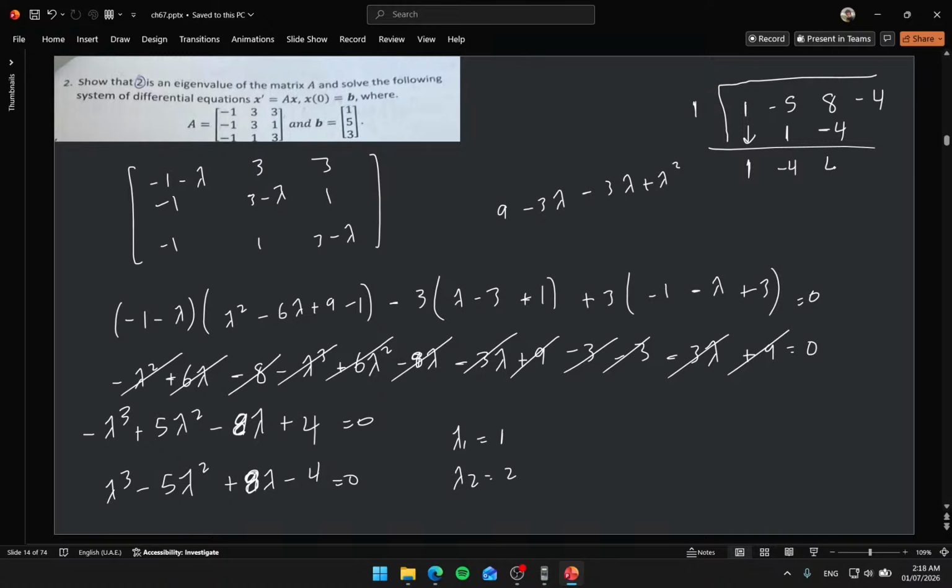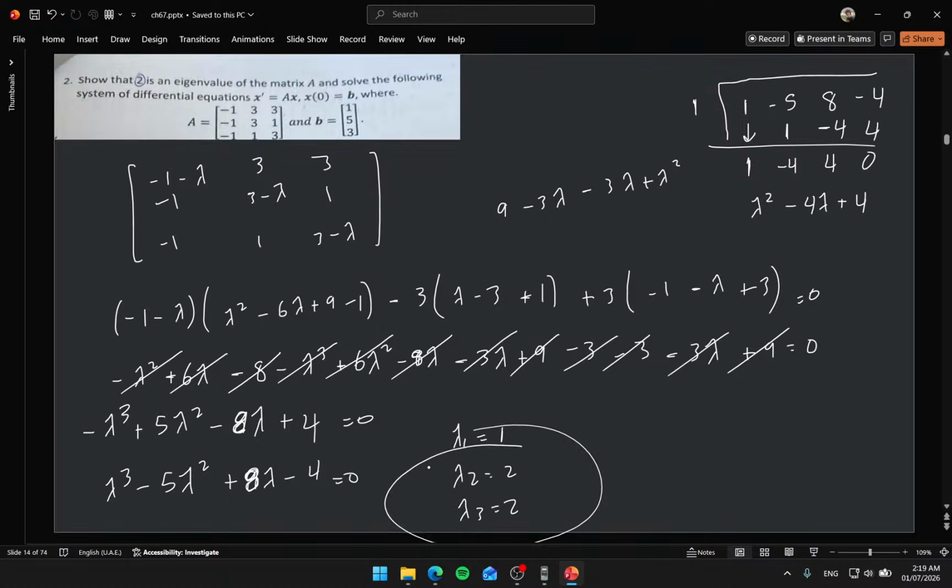Negative 4, 4, 0. So that's lambda squared minus 4 lambda plus 4. So now you get 1, negative 4, 4. Then the 2 is the multiplicity. So lambda 3 is 2. Okay. So that is an eigenvalue of the matrix. Yes, it is an eigenvalue of the matrix.